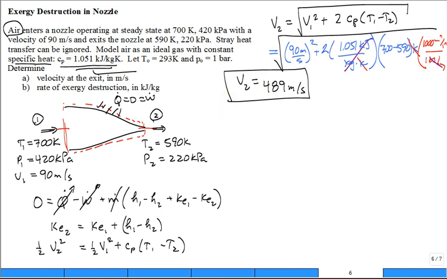Now, what is the answer for part B? What is the rate of exergy destruction? Look at the units on this. Are we looking for E dot D, or are we looking for E dot D divided by m dot? Which one are we looking for? The second one, E dot D divided by m dot. You can tell by the units. They want the units in kilojoules per kilogram. How do we solve for this term?